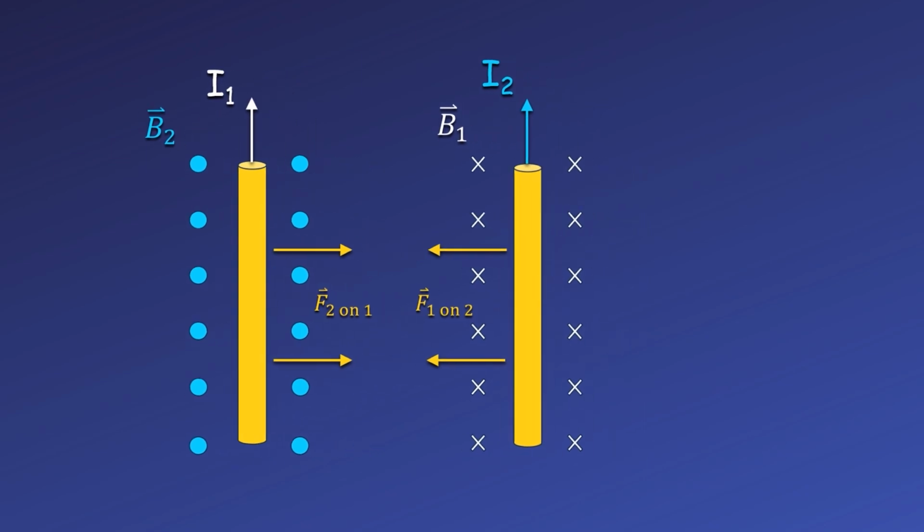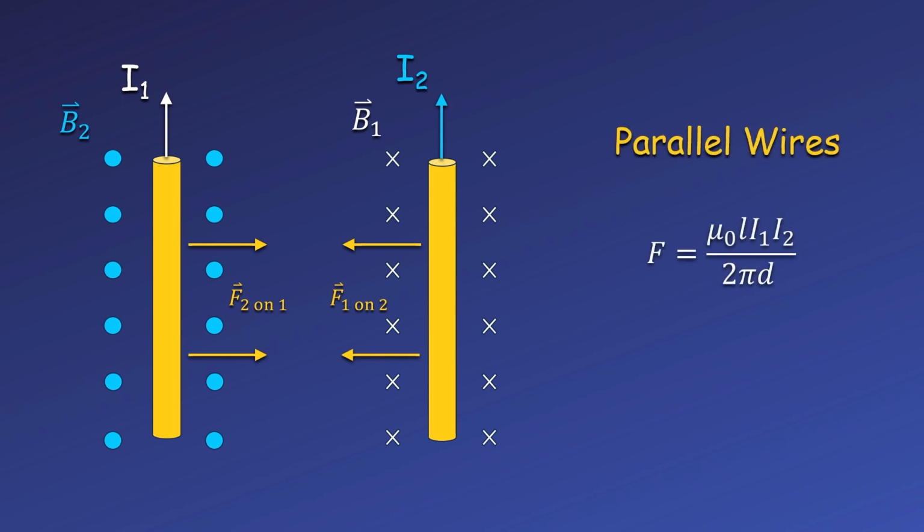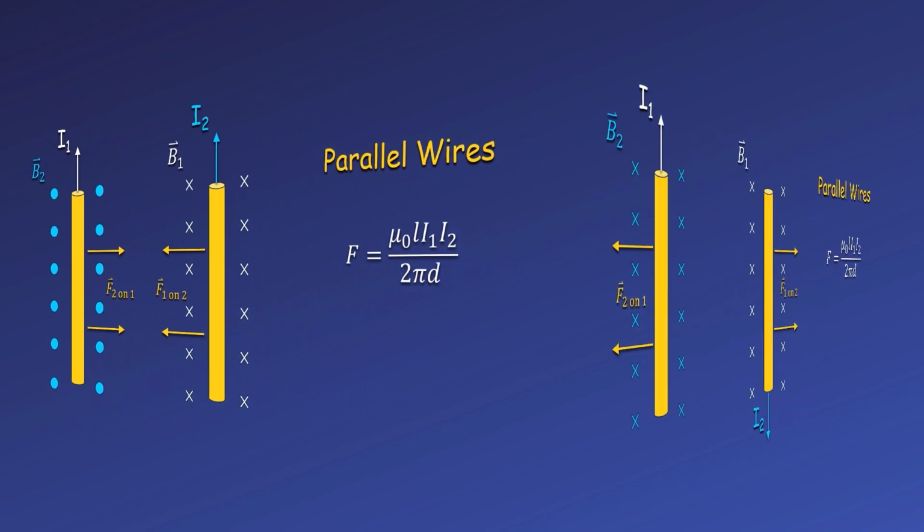Here we can see that wires carrying current in the same direction will be attracted toward one another. Combining our equations for the force on a wire and the field produced by a wire, we get the magnitude of this force. Now we can see what happens if we flip one of the current directions.